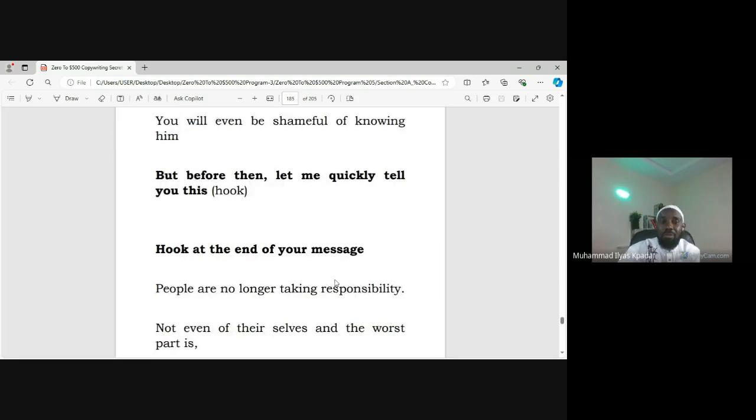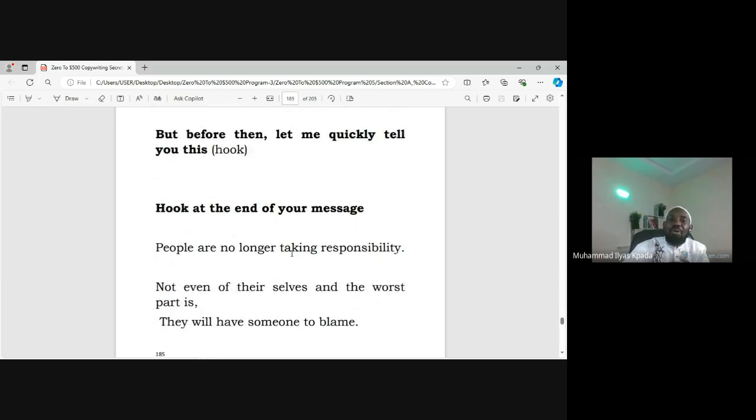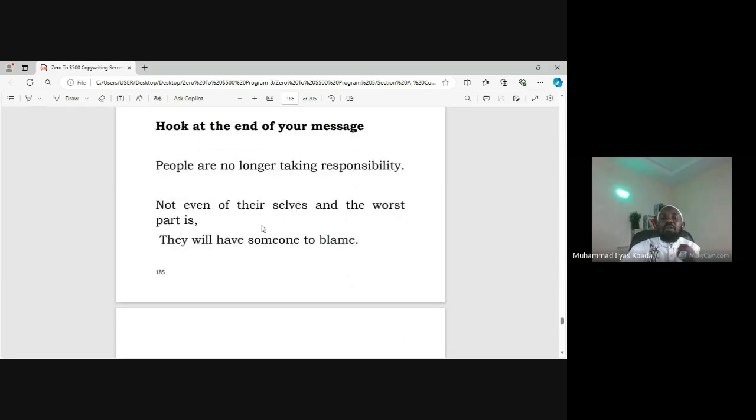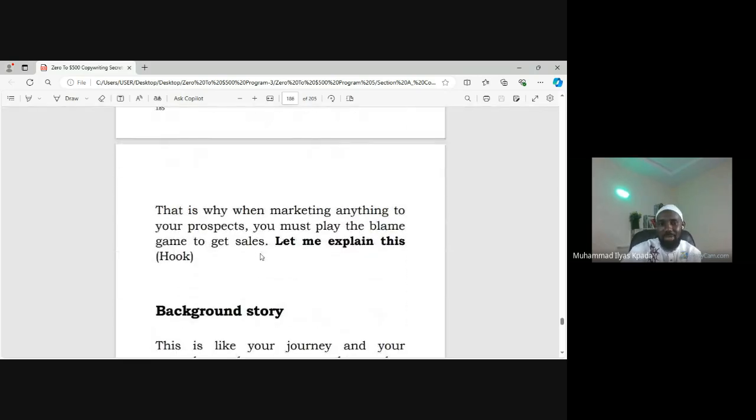Hook at the end of your message. People are no longer taking responsibility, not even of their own selves. And the worst part is they will have someone to blame. That is why when marketing anything to your prospects, you must play the blame game to get the sales. Let me explain this. This is a hook at the end of your message.